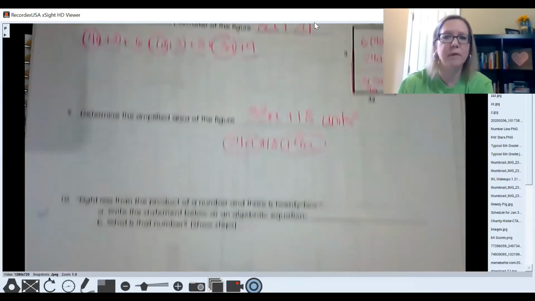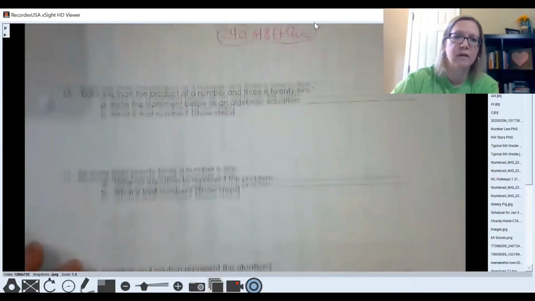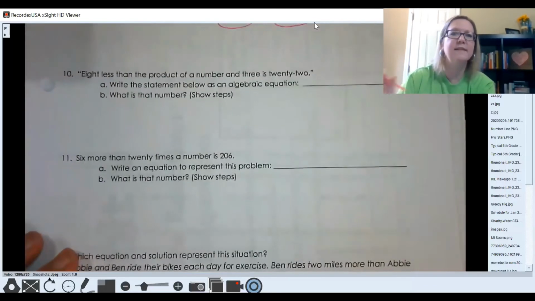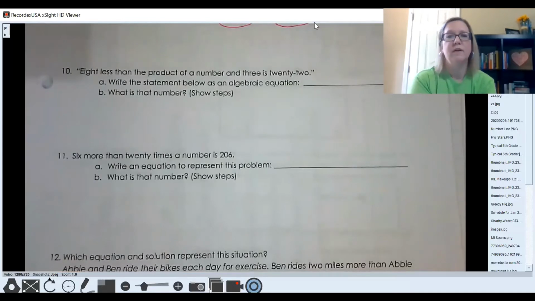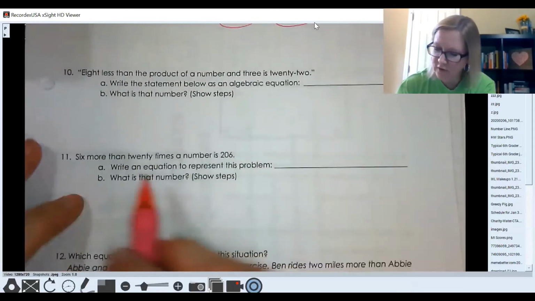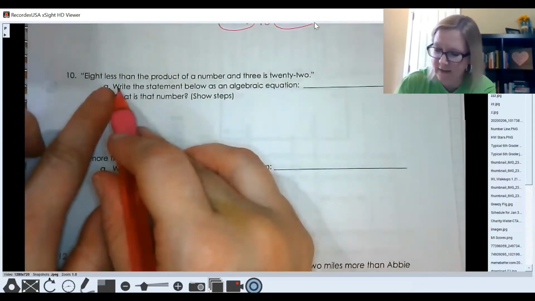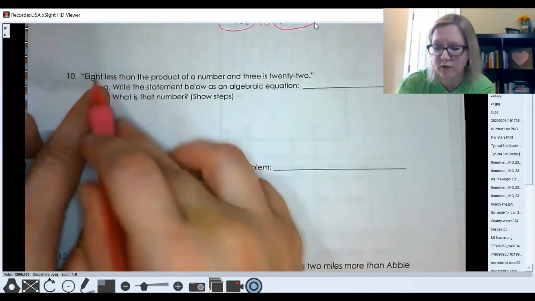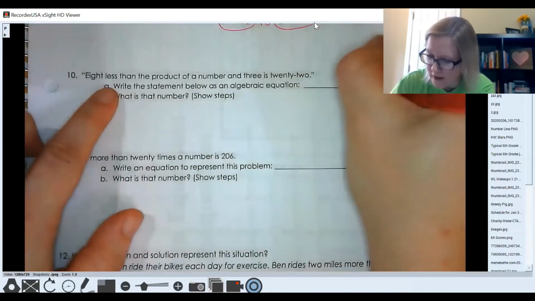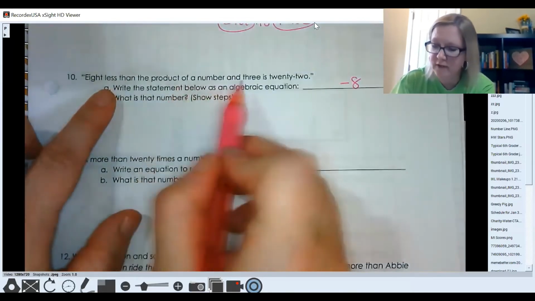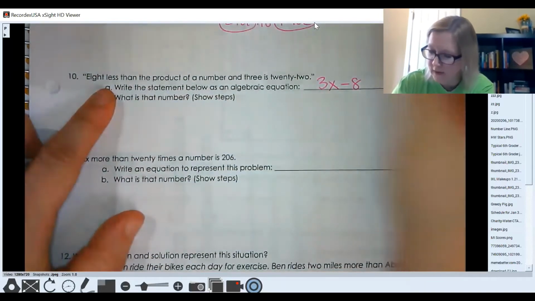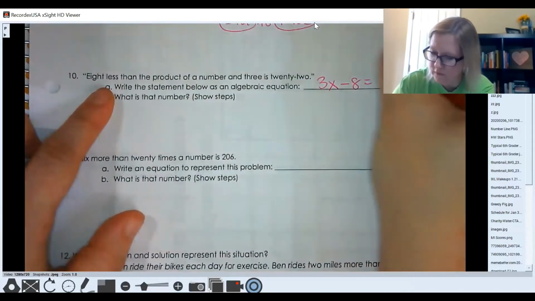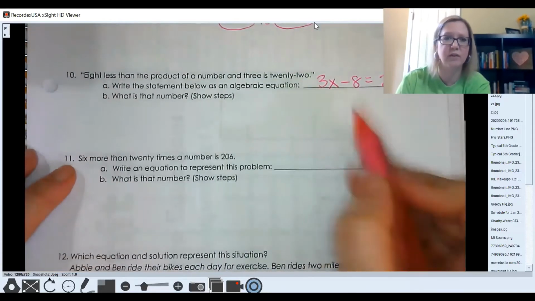All right, problem number 10. Let's see, we have 8 less than the product of a number and 3 is 22. So write it as an equation. We know less than is subtraction, and it's a turnaround phrase. So we're subtracting 8. The product of a number and 3, we don't know what that number is. That's our variable. And is, that's equals 22. So this is our equation here.